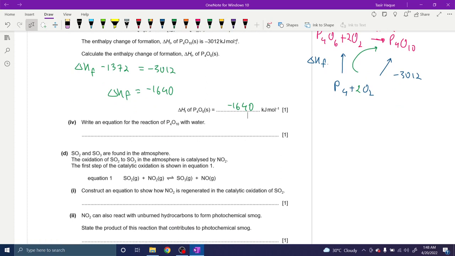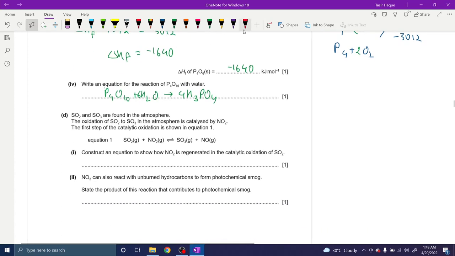Write an equation for the reaction of P4O10 with water. Okay, so it's an acidic oxide. P4O10 plus H2O is equal to, we know that we're going to form phosphoric acid, right? So it's going to be H3PO4. If we want to balance this, we need a 4 here, and we need 6 moles of water. HPO3 was also accepted, but just go for this.